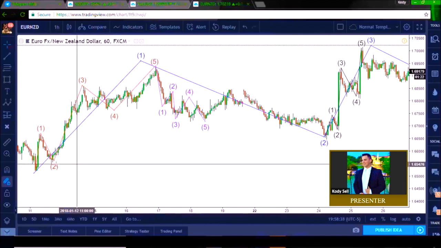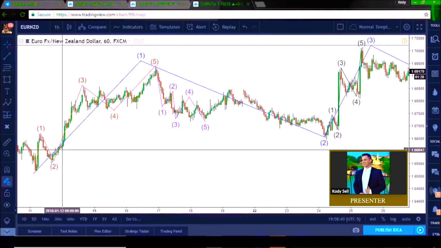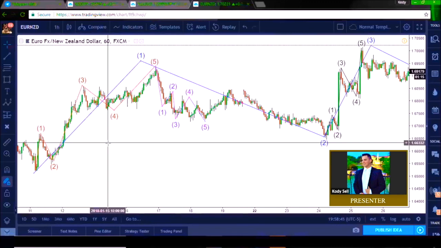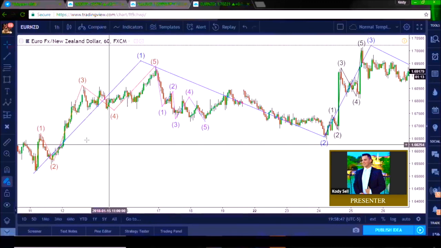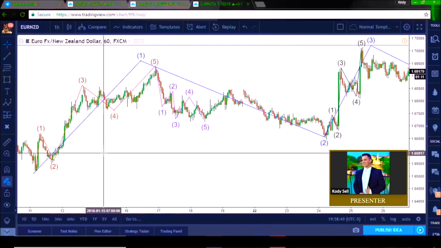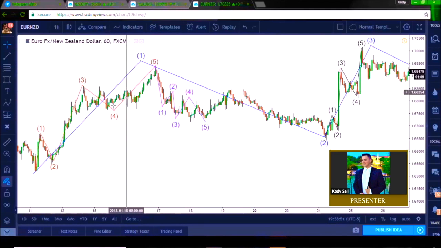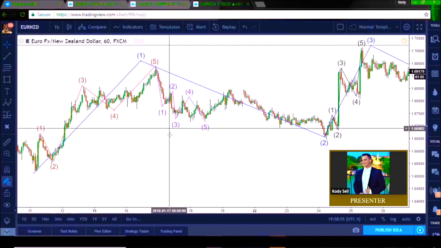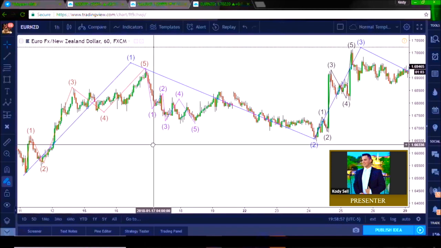Again, because the 2 to 3 leg right here, or leg 3, however you want to look at it, is typically the largest leg, it will tend to overshoot the 27.2. But definitely, guys, on this leg 5 here, this wave 5, this 4 to 5 move, you want to be looking at 27.2 targets, okay?